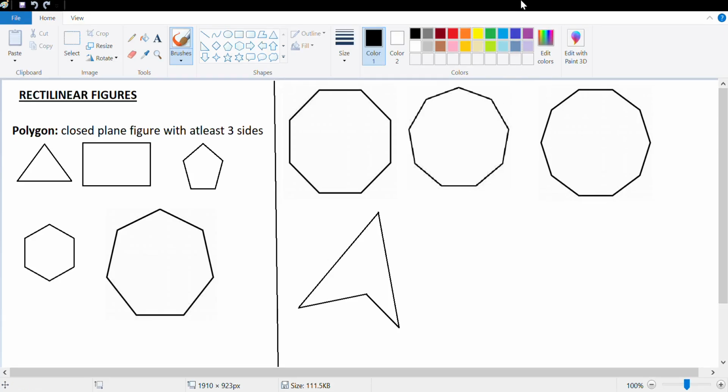Hi guys, let's start a new chapter. It's called rectilinear figures. So rectilinear figures are basically figures which are bound by a straight line, like the way you see all these diagrams here on this page.